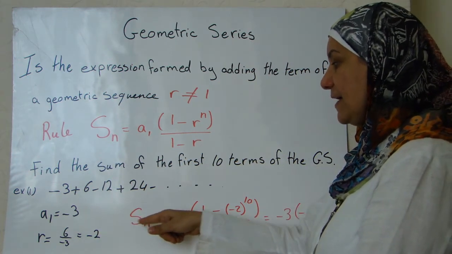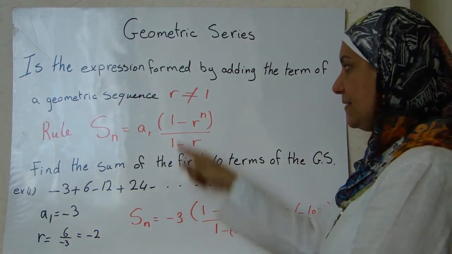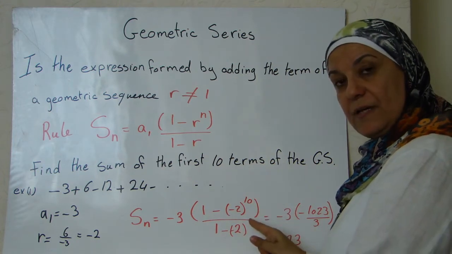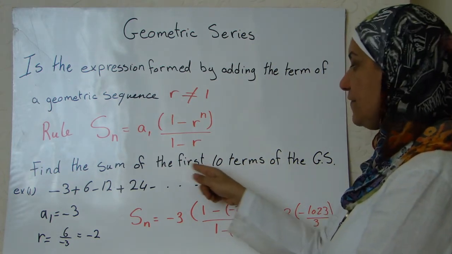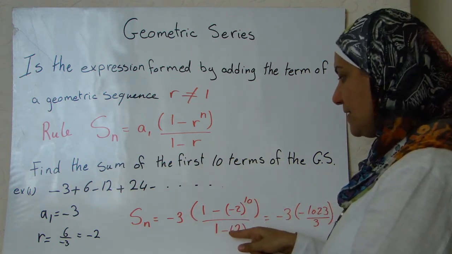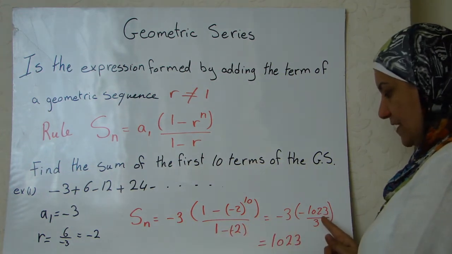Now, let's plug in this rule. a1, which is negative 3, times 1 minus r, which is negative 2, and don't forget to put it between brackets, and then to the power 10. Why 10? Because it said the first 10 terms. And then divided by 1 minus negative 2. So it becomes 1 plus 2, which means 3.